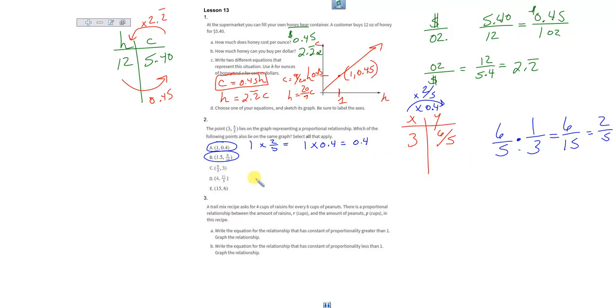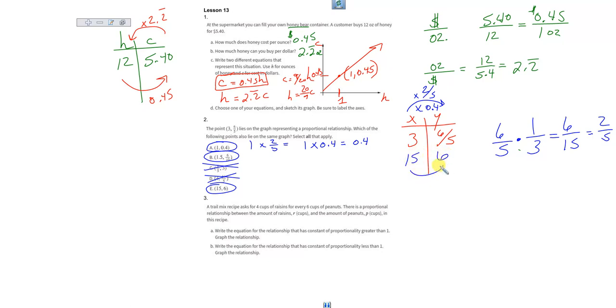Okay, 6 over 5 multiplied by 0.4. That gives me 0.48, not 3. Sorry, you don't work. 4 times 0.4, that is 1.6. Is that the same thing as 11 over 5? Let's see. No, that's 8/5, so that doesn't work. 15 times 0.4 is 6. Hey, that one works. So that one would be in my table.